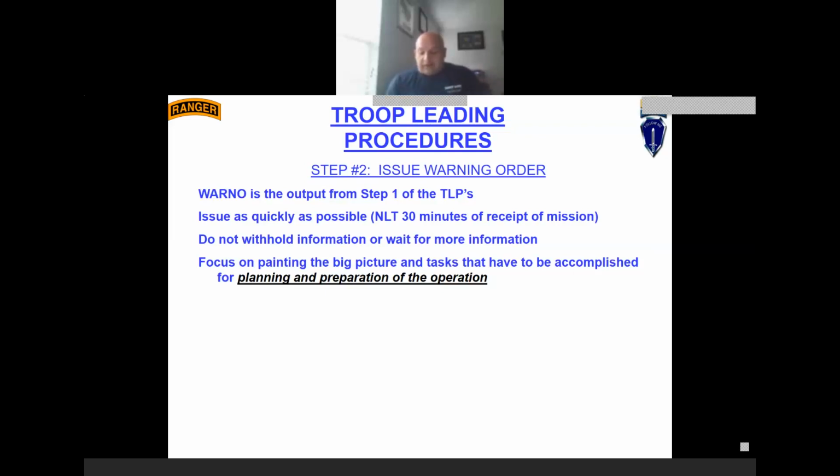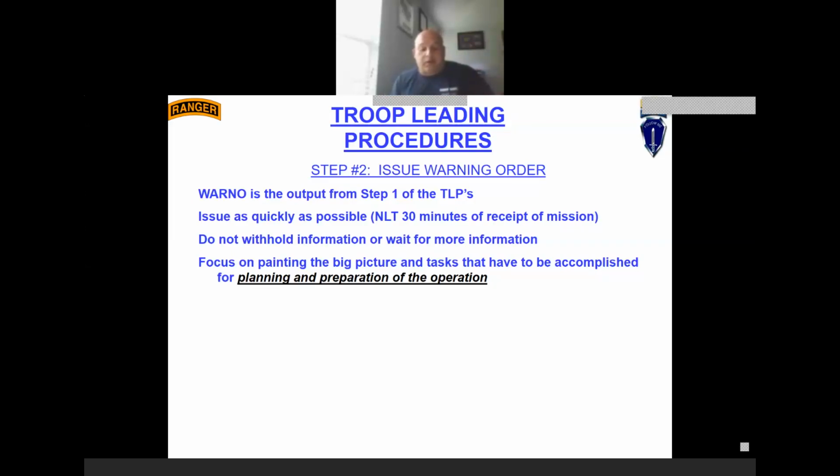Initiate a hasty mission analysis in order to give a warning order output to the soldiers. A warning order is the output from step 1 of TLPs. It's important to conduct a hasty analysis quickly. It should take you approximately 20 minutes. The product of that analysis and the warning order should be issued to your subordinates no later than 30 minutes after receiving your op order.